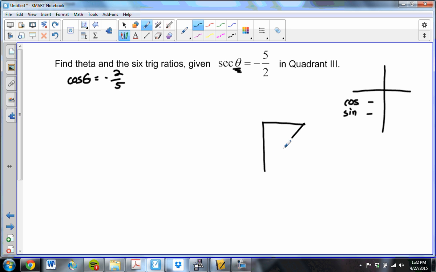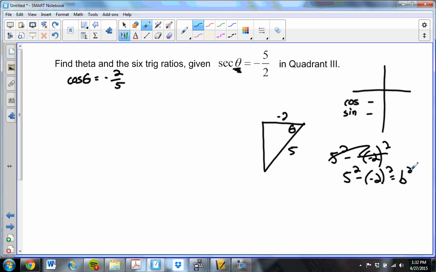Opposite, hypotenuse. Cosine is adjacent over hypotenuse, so that's my theta. Here's a negative 2 or a 2, think of it either way, and that's 5. 5 squared minus negative 2 squared equals our b squared, so 9 minus 4 is 5. So b is the square root of 5. So this length over here is just 4. Oh, did I come out to whole numbers?